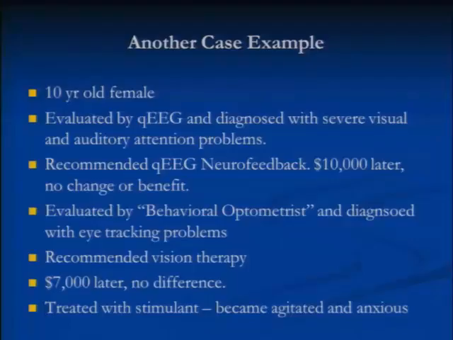10-year-old female evaluated with QEEG, diagnosed with visual and auditory attention problems, went through neurofeedback for $10,000. Evaluated by a behavioral optometrist. And has anybody ever gone to a behavioral optometrist? I'm not picking on them too much. They do some really incredible things, but you got to be careful because they almost never find nothing. They always find something. She went through vision therapy, and then she was treated with a stimulant and got agitated and anxious.